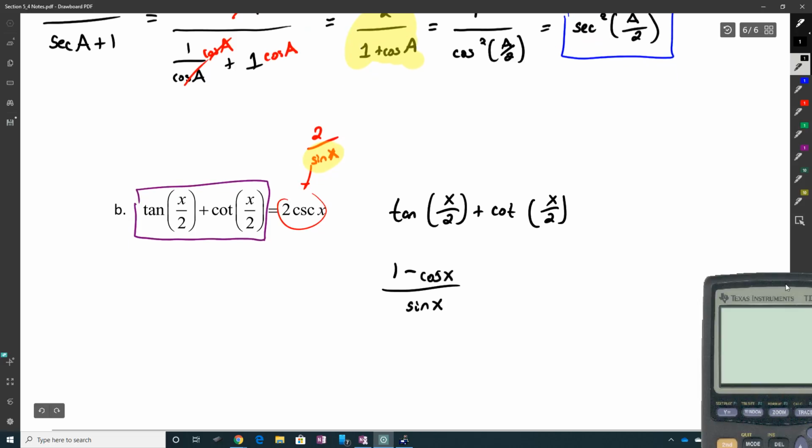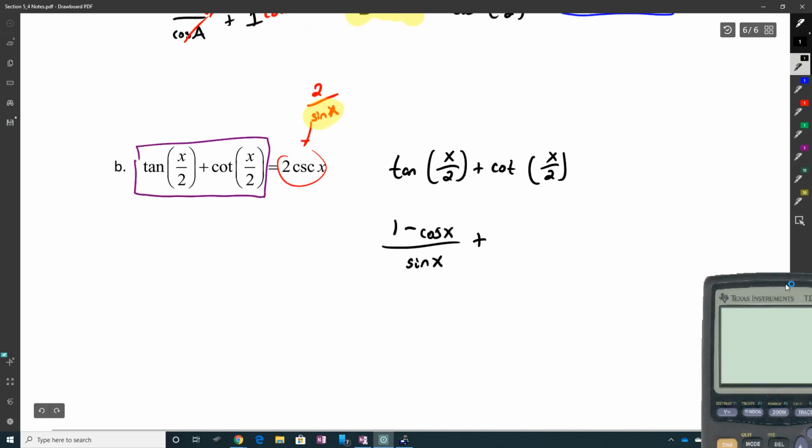Because it has my sine in the denominator. Plus, now this cotangent, I could flip it because that's really all it is. But notice that when I do that, I don't have sine in the denominator. I got nasty stuff. So instead, I'm going to look at the other form for tangent.